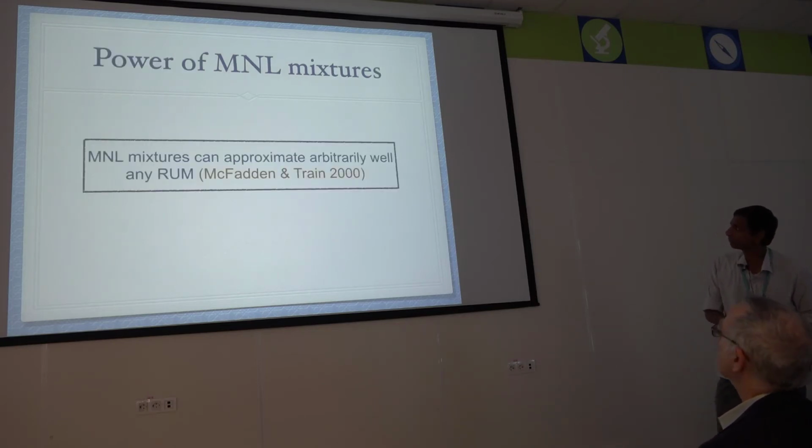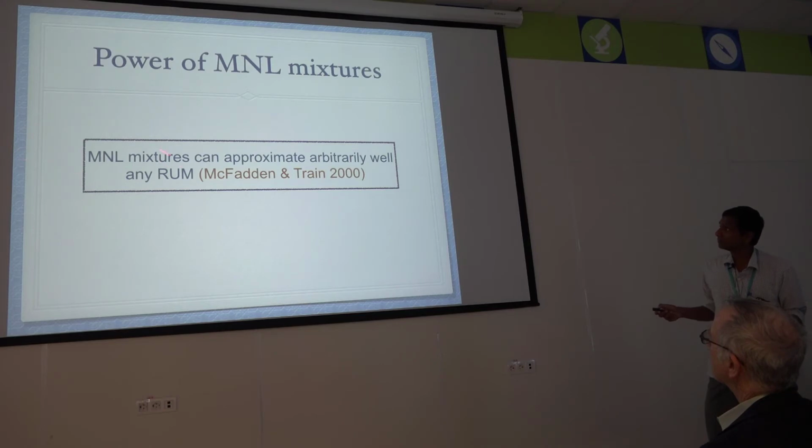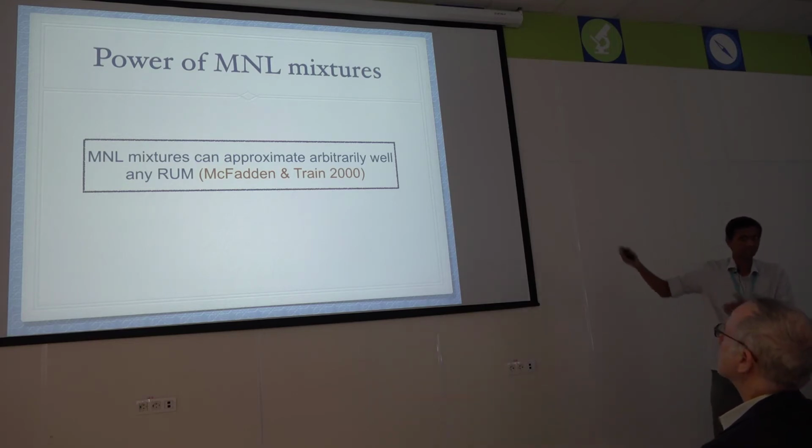So why is it useful? MNLs are very weak, but MNL mixtures can approximate any RUM arbitrarily well. McFadden got a Nobel Prize for proving results along this form.